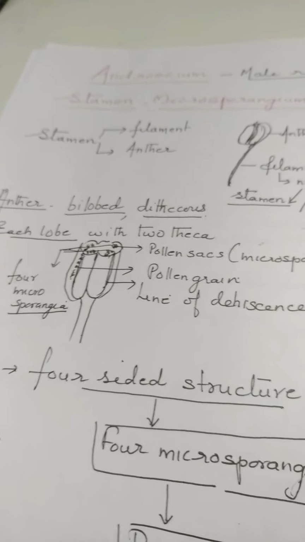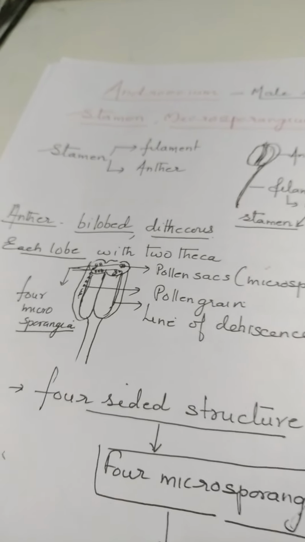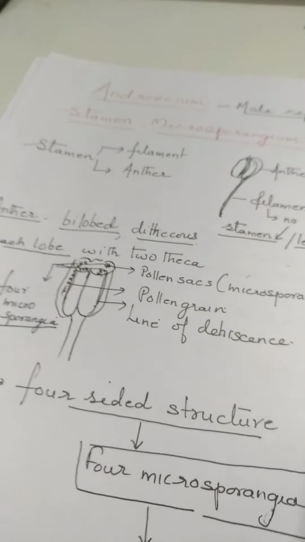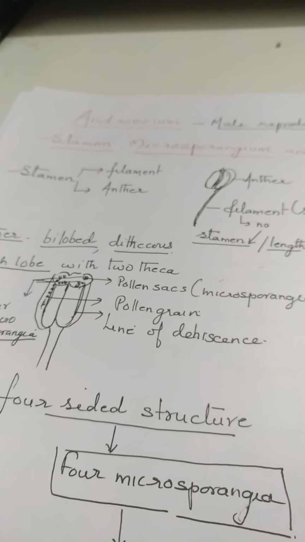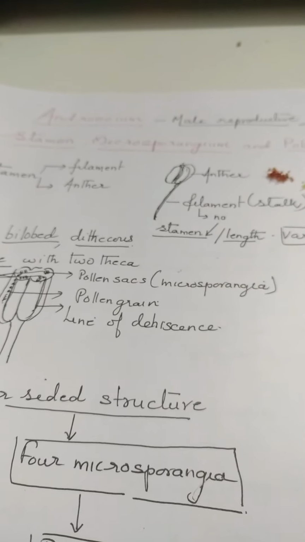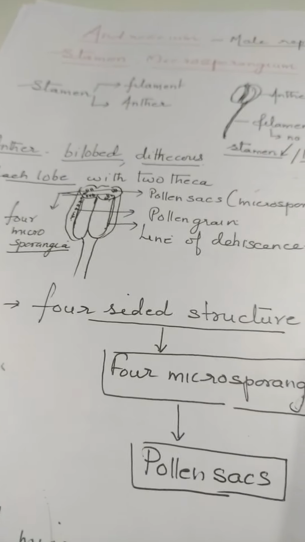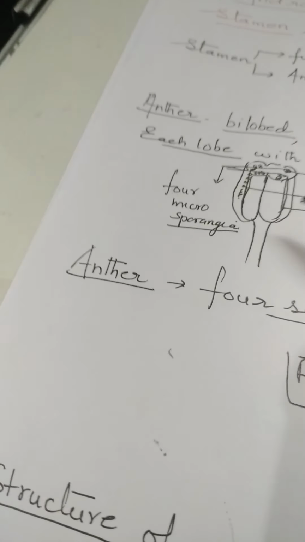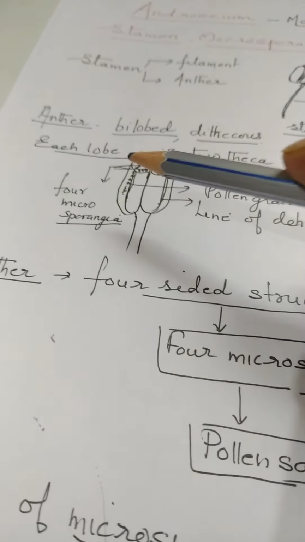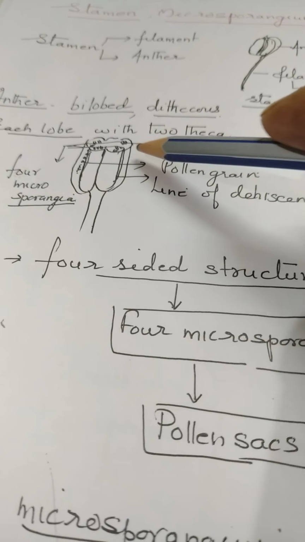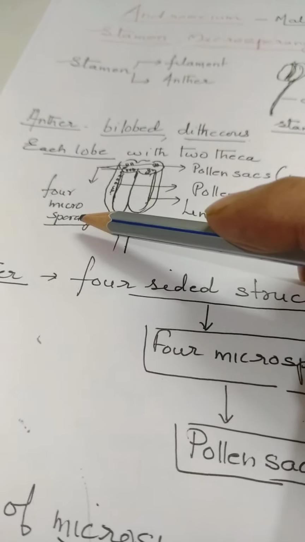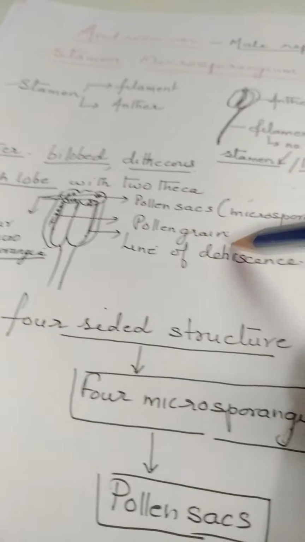And if you just see the transverse section, you can see that this anther has got four, that is, two lobes on one side, two lobes on the other side. Overall you can see that there will be four pollen sacs, and these four pollen sacs we call the microsporangia also. Then you can see the line of dehiscence there, and then you can also see the pollen grains there. That is, in each of the four microsporangia, you will come across many pollen grains.